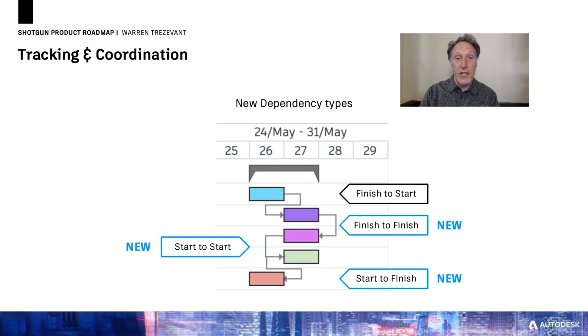In addition to the traditional finish to start dependency type, where the second task can't start until the first one finishes, we've added 3 new dependency types to give producers more power and flexibility. The first is finish to finish, where the second task can finish any time after the first task finishes. The next is start to start, where the second task can start any time after the first task starts. And finally, start to finish, where the second task can finish any time after the first task starts.